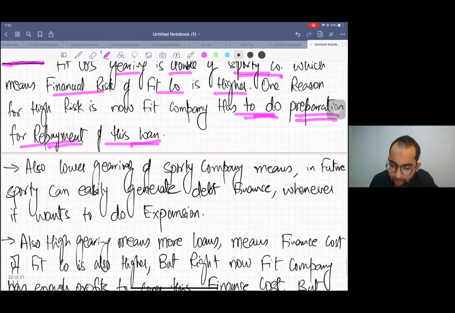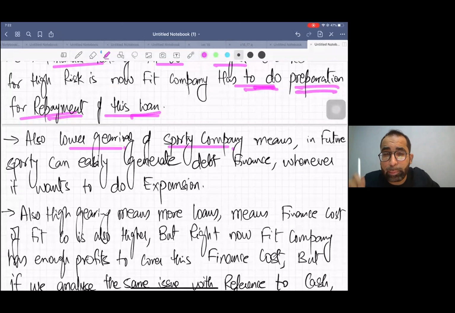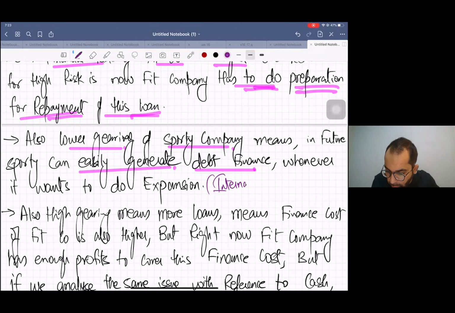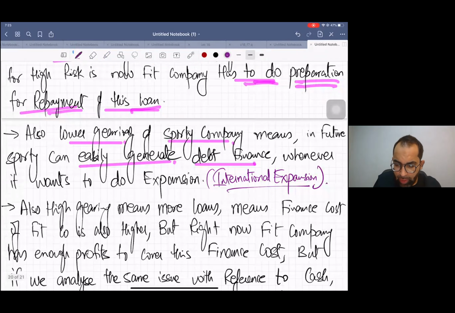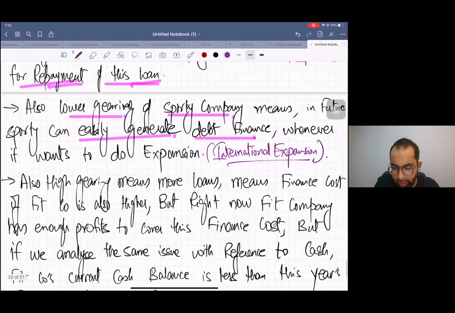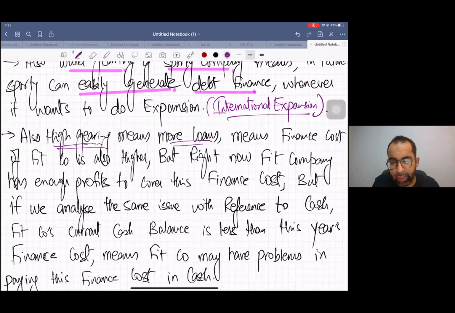Also, lower gearing of Sporty. I gave you the example of Pakistan 60%. I hope you remember it. It means in future Sporty company can easily generate debt finance whenever it wants to do expansion. You remember international expansion. Remember, international expansion was written. So yes, this company is eligible. Also, high gearing means more loans.